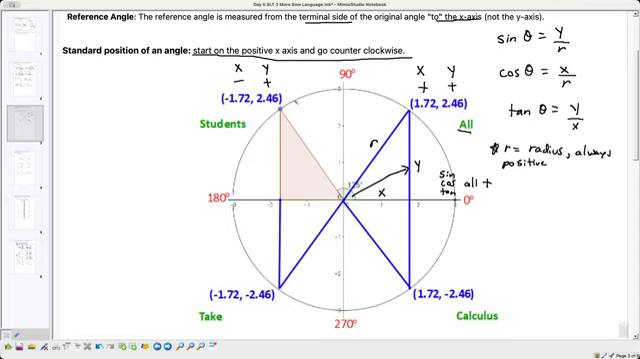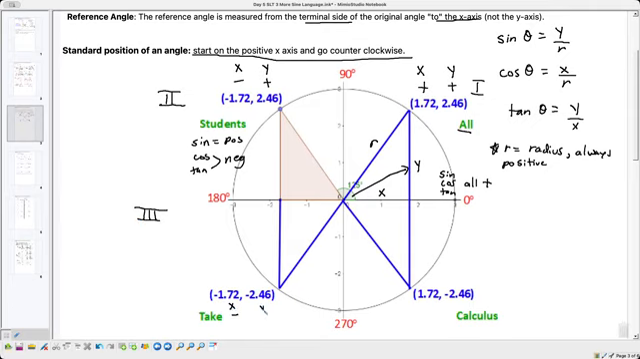Now, when I jump to the second quadrant, my x value is negative and my y value is positive. Which trig functions rely on x? That's right, cosine and tangent. Sine does not rely on x, so the sine will be a positive value, but cosine and tangent, if the terminal ray is in the second quadrant, will be negative values.